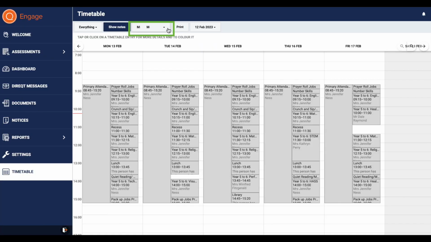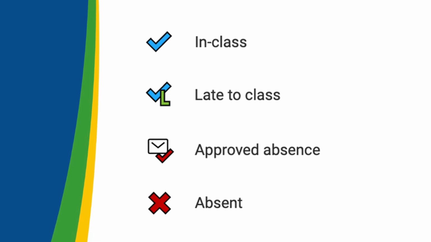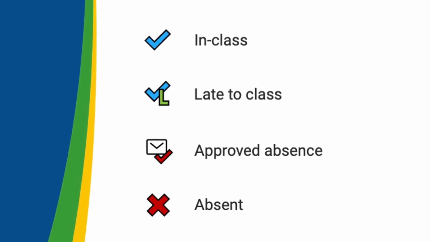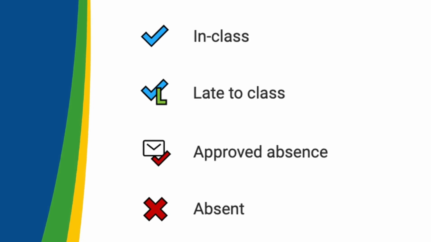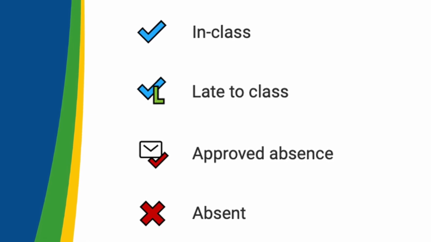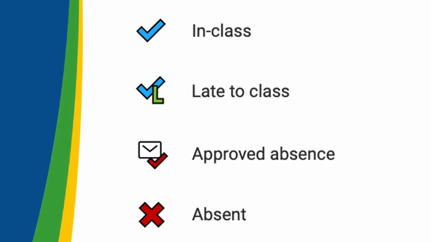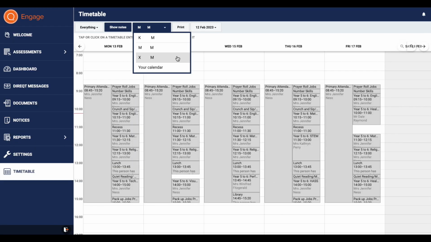Through this tab, you can click individual lessons to expand the timetable cell, allowing you to view the lesson number, time, subject, and teacher. Attendance is taken for each day, and you can also see if your child is attending and in class, indicated by a blue tick, has arrived to school late, indicated by a blue tick and a green L, has an approved absence, indicated by an envelope with a red tick, or has an unexplained absence, indicated by a red X. Through SEQTA Engage, you can cycle through the timetable for each of your children by using the drop-down menu at the top of the page.